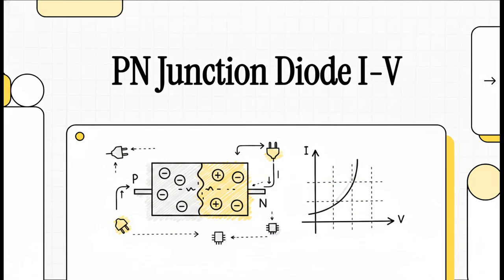All right, welcome to this explainer. Today we're going to map out the exact electrical behavior of a microscopic component that is quite literally the fundamental building block of modern technology. Seriously, if you've ever wondered how your electronics actually control the invisible flow of power inside them, well, you're in the exact right place. We're diving deep into the PN junction diode and its I-V characteristics.